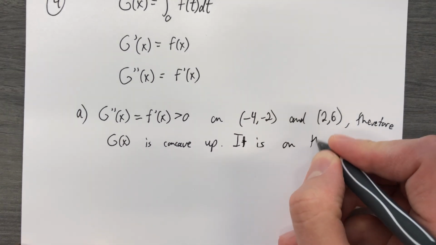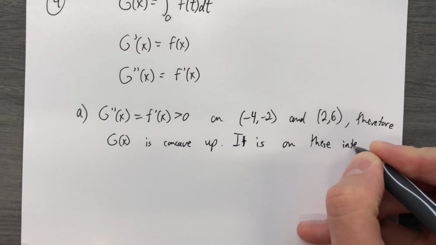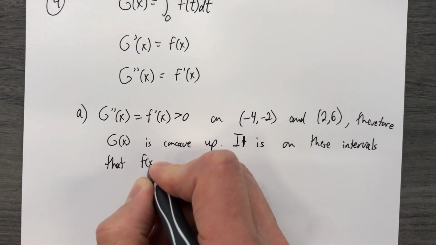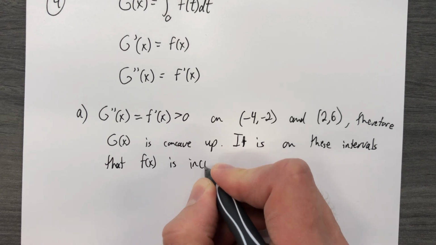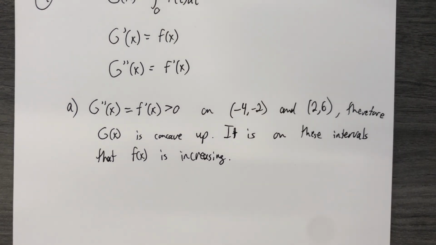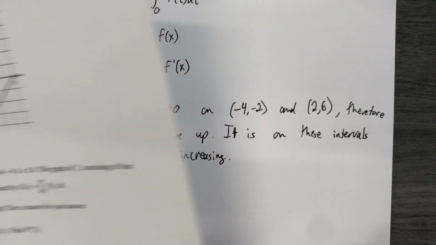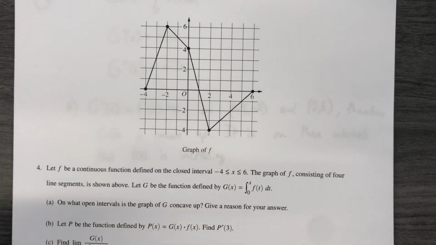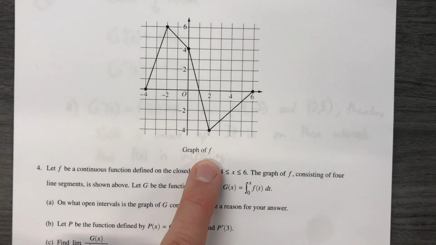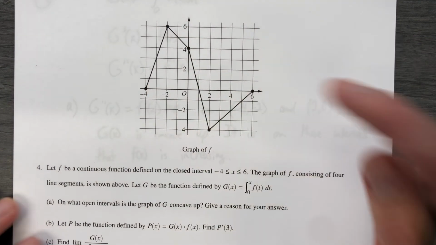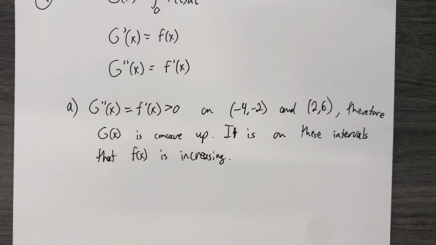It is on these intervals that f of x is increasing. Okay, so while the first sentence is mathematically correct, I'm concerned it may not earn us points because they need to know that we're able to look at this graph and know what we're looking for. And this graph is the graph of f, and this graph of f would have a derivative that is positive where this graph is increasing. And that's what we've articulated. Okay, a little meticulous, but worth it.